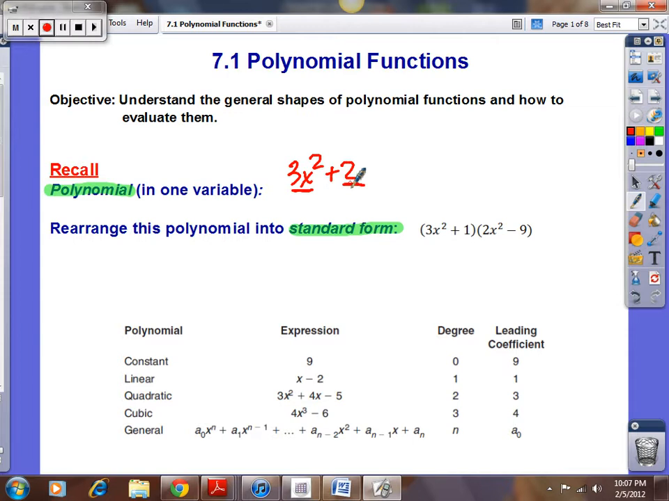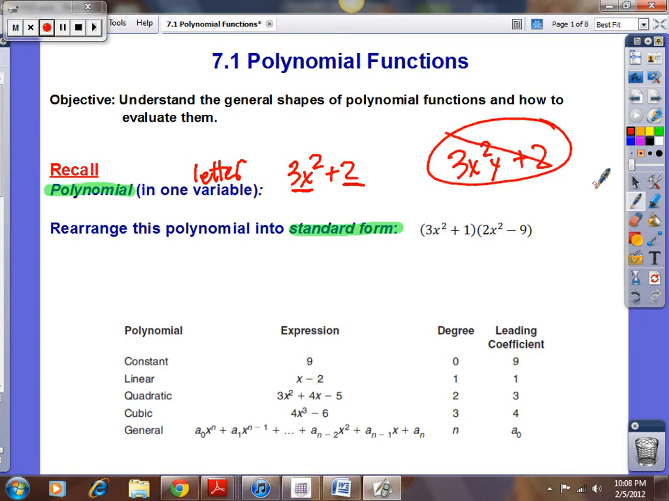If there's three terms, it's a trinomial. But all a polynomial is in one variable, so there can only be one letter. So this is not 3x squared y plus 2. This is bad because there's two letters. And then it's just a combination of numbers. This is your constant right here. You're adding terms together. 3x squared plus 2, those two terms. So you're just adding terms.